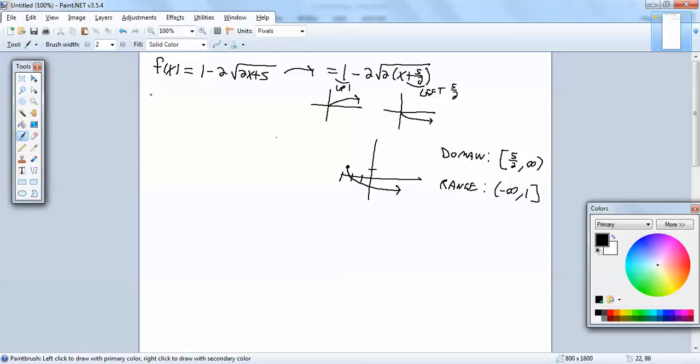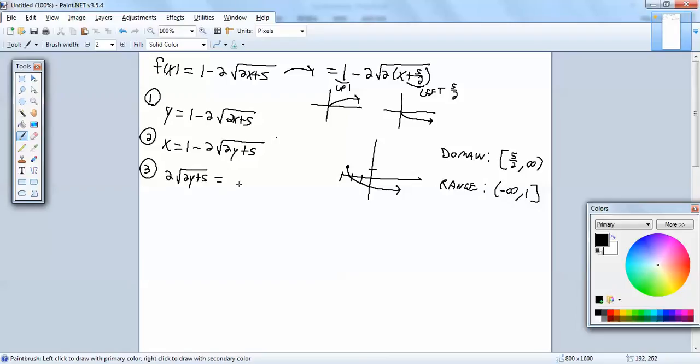Okay, so now let's go through and find our inverse. We need that information a little bit later on. Step 1, replace f of x with y: y equals 1 minus 2 square root of 2x plus 5. Step 2, interchange x and y, swap them. So we've got x equals 1 minus 2 square root of 2y plus 5. Step 3, solve for y. I'm going to take the negative 2 square root over to the left side and the x to the right. So I get 2 square root of 2y plus 5 is equal to 1 minus x.